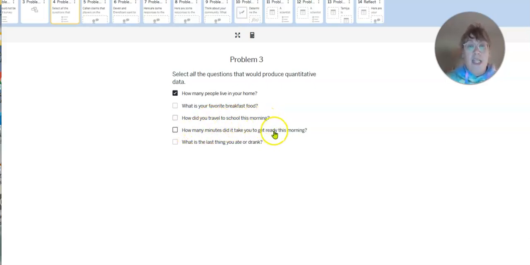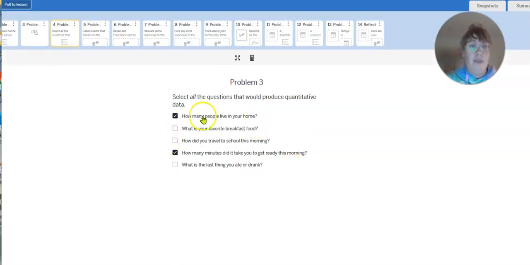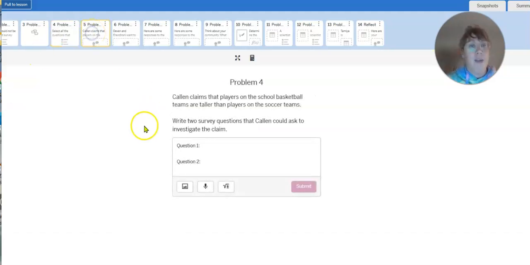How many minutes did it take you to get ready this morning? That is going to be quantitative. We're looking for the number of minutes. And then the last one's, what's the last thing that you ate or drank? Water, coffee, a bagel. All of that is going to be a category. So we have two options here. And we can go to the next slide.